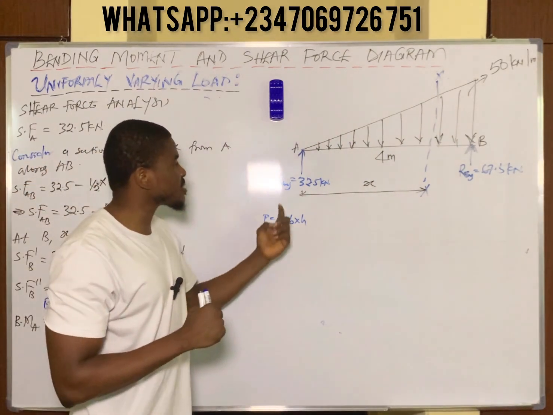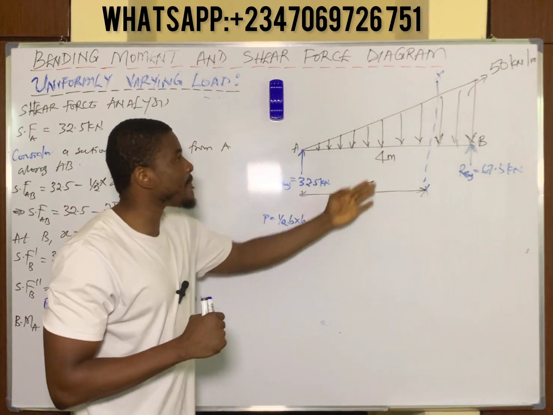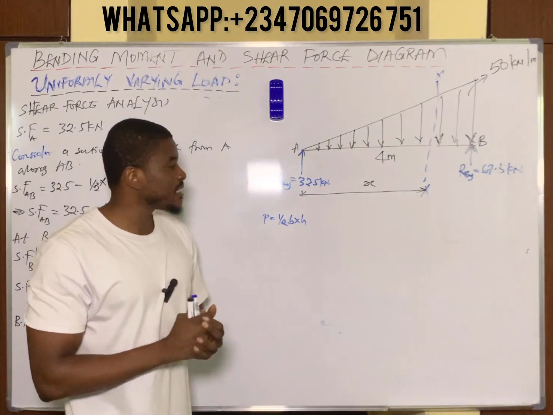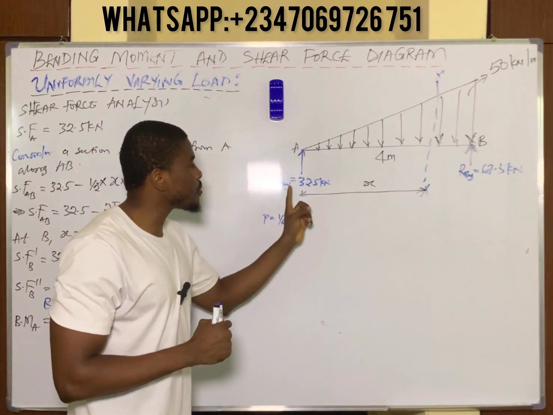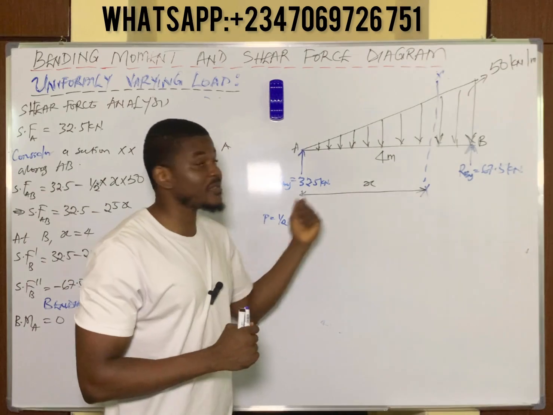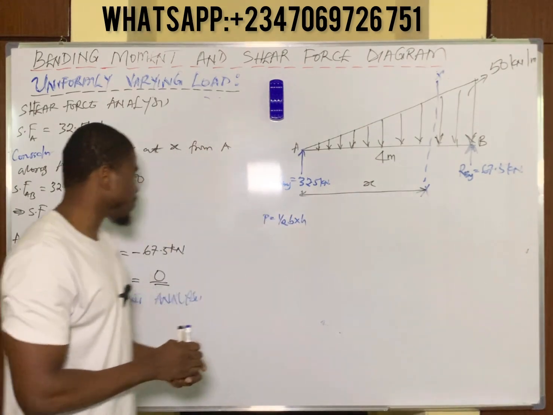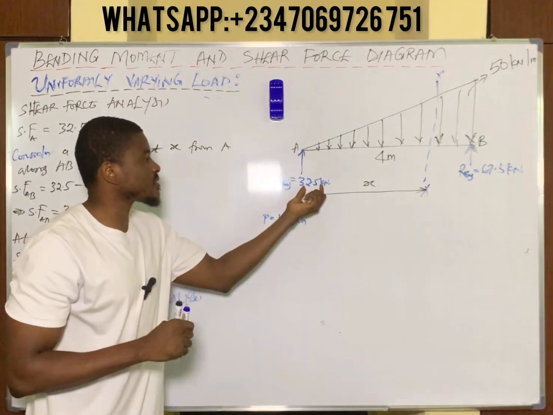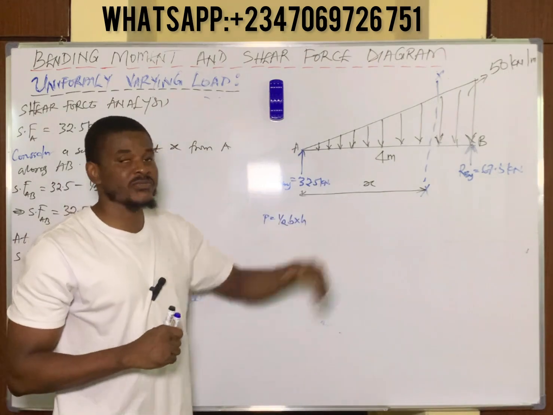That means I have to consider the moment of this force, 32.5, about the point of section. Remember, moment is force times distance. Therefore, the total distance it takes the 32.5 kilonewton force to get to the point of section still remains x meters. So the moment of this force about that point, first of all, becomes the bending moment along AB. That becomes 32.5 multiplied by x.